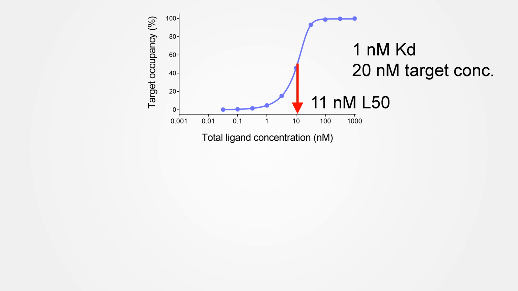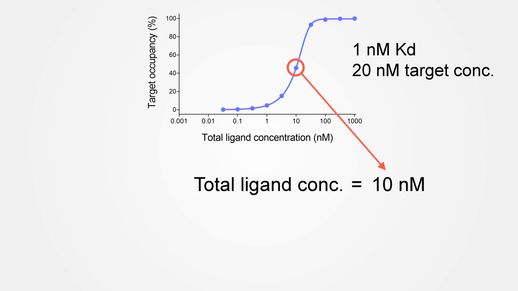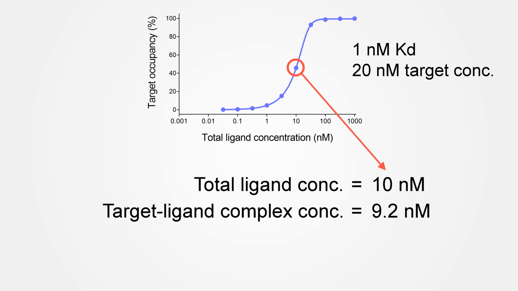Now let's calculate the free concentration. We're going to use this data point here where the total ligand concentration is 10 nanomolar. The target ligand complex concentration here is 9.2 nanomolar. This value is from the simulation spreadsheet we used to generate the data.